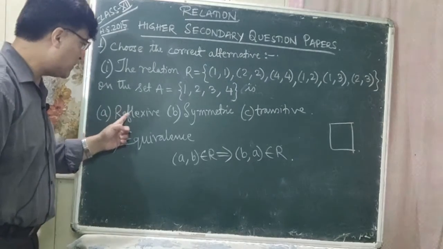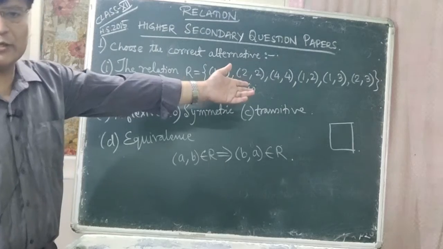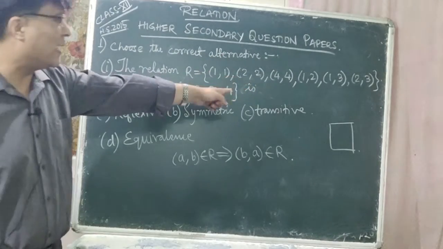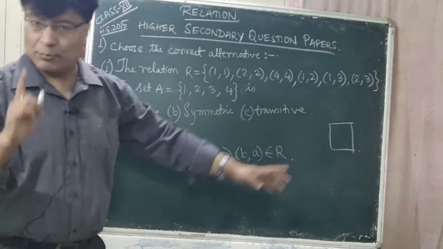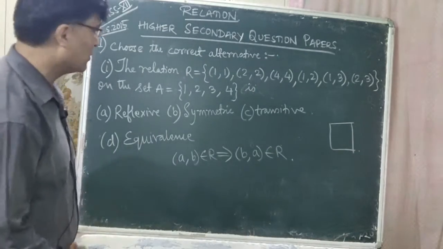So it is not reflexive, not symmetric, not equivalence, so what should it be? Transitive relation. It should be a transitive relation. The answer is C. But check it now. Whether it is transitive or not, let us check it, okay?